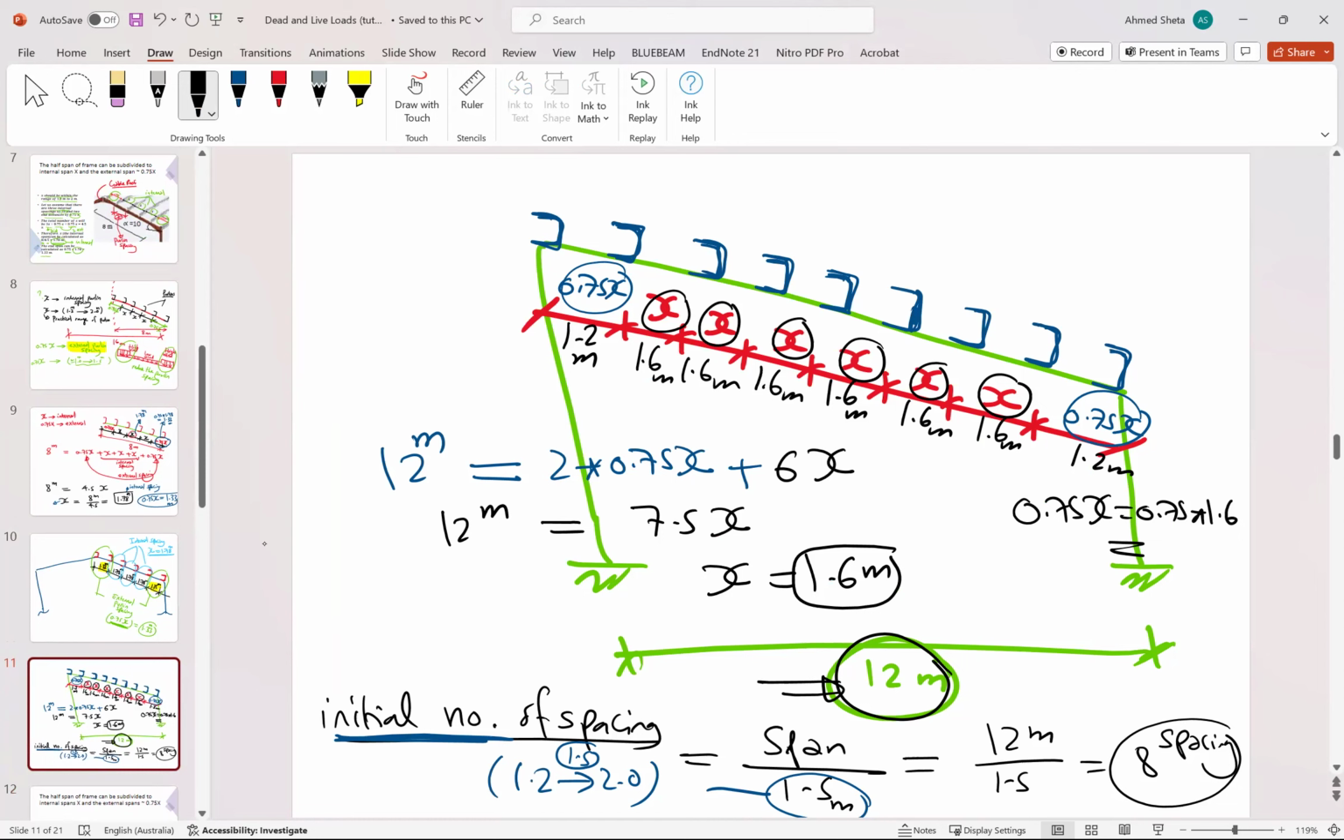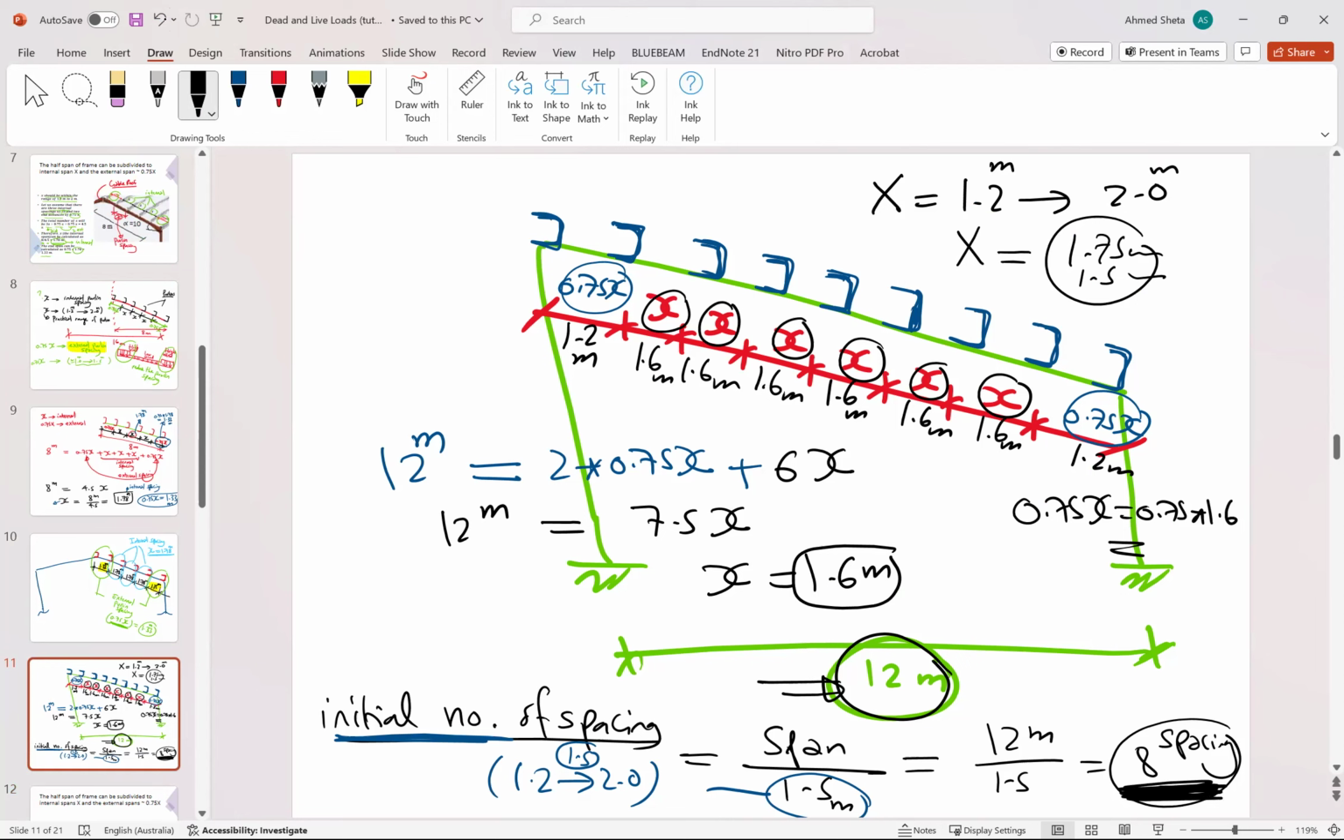Yeah, just random, but not random, meaning it's just picking any number. So what is the range of x? x should be between 1.2 and 2 meter. Okay. So you can assume x initially as, for example, 1.75 or 1.5, whatever number you want, to find the initial number of spacings. Using this initial number of spacings, you can assume the number of spacings and get the corresponding x. Okay?